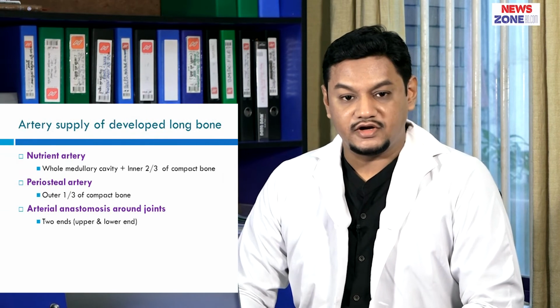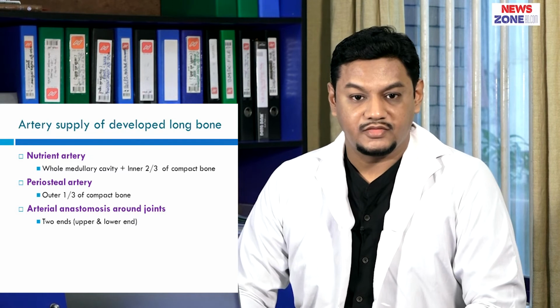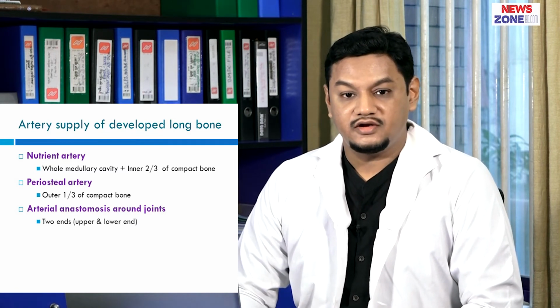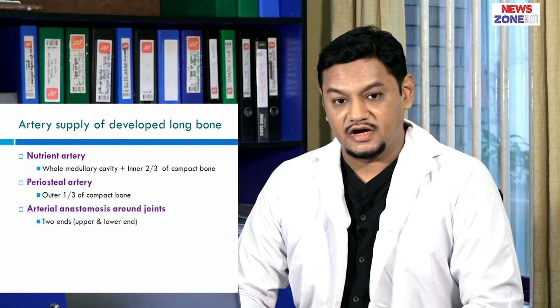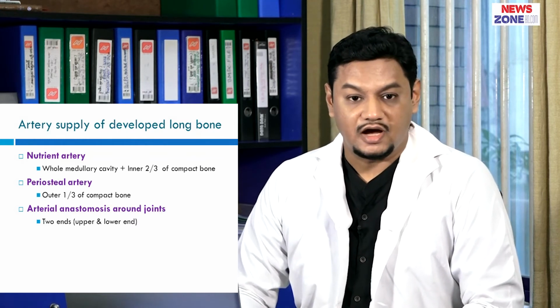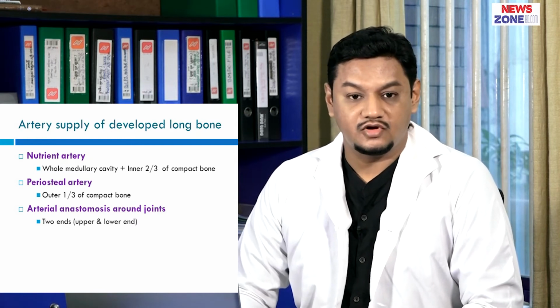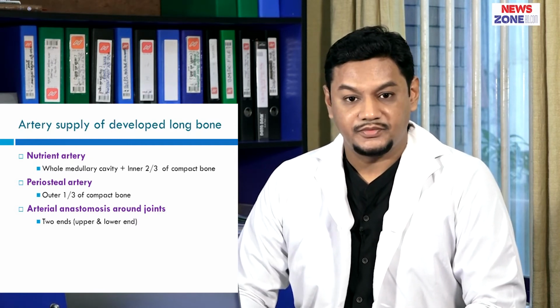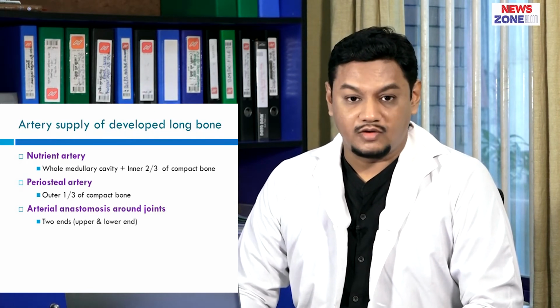Now, in case of developed bone, the arteries are mainly three: nutrient artery, periosteal artery, and the arterial arcade around the joint. We are having only nutrient artery and periosteal artery over here. There is no metaphyseal artery or epiphyseal arteries over here, because the so-called epiphyseal and metaphyseal arteries are combinedly from the arterial arcade around the joint, as in the developed bone there is no epiphysis, metaphysis or diaphysis. Now the artery is giving supply in the same manner as the developing long bone.